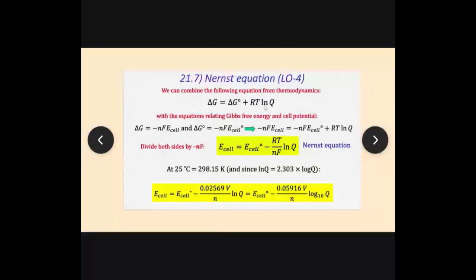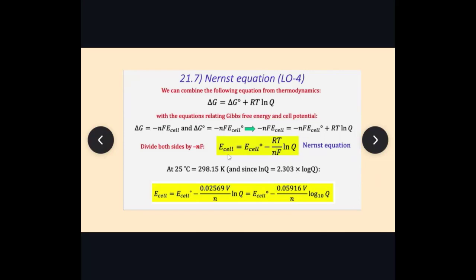So this is the inertia equation. Combining the following equation from last exam, we have this, or that's the one we talked about earlier. The biggest thing I want you all to know is the highlighted one: E cell is equal to E cell naught, which is the one at standard values, minus RT over NF ln Q. There's also another formula for log. I think it's 0.059 something over N log of Q, but I think it's written here.